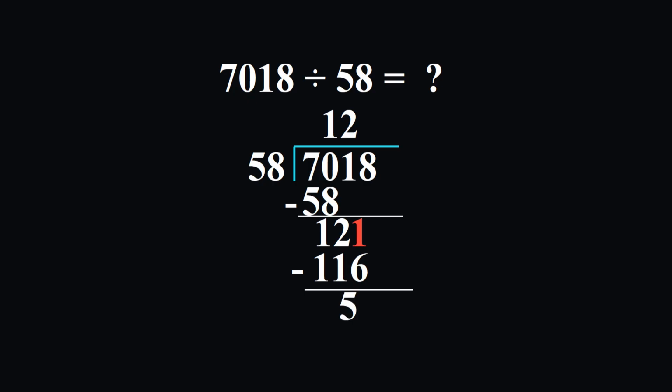Now we bring down the next digit 8, and this makes our new number 58. How many 58 are in 58? The answer is 1. Now multiply 1 by 58, which gives us 58. Draw a line and subtract. The subtraction result is 0.